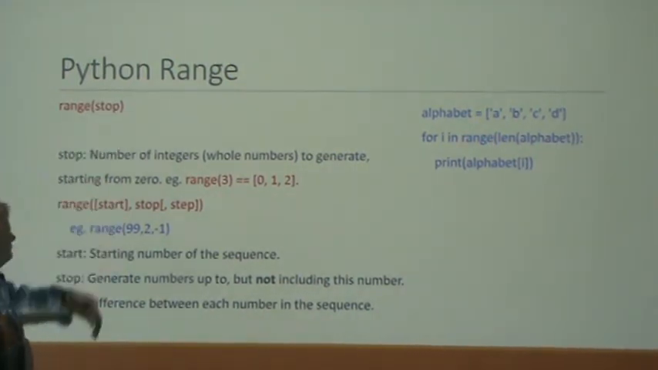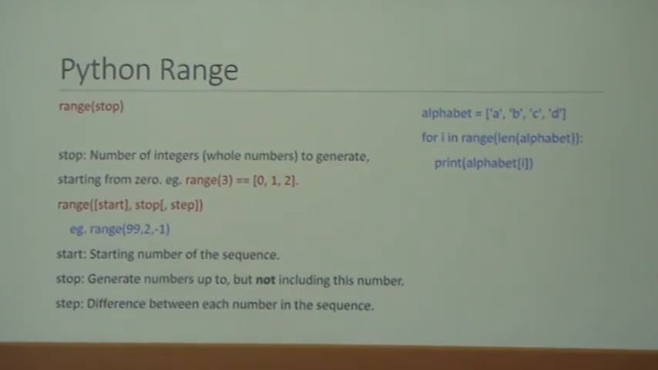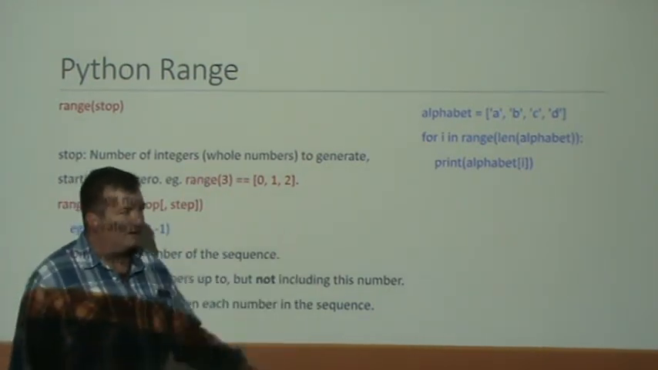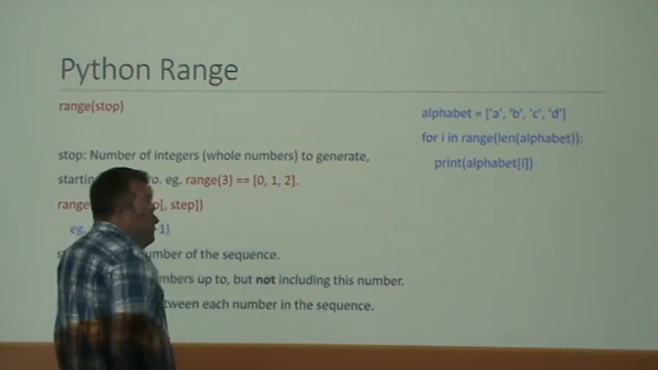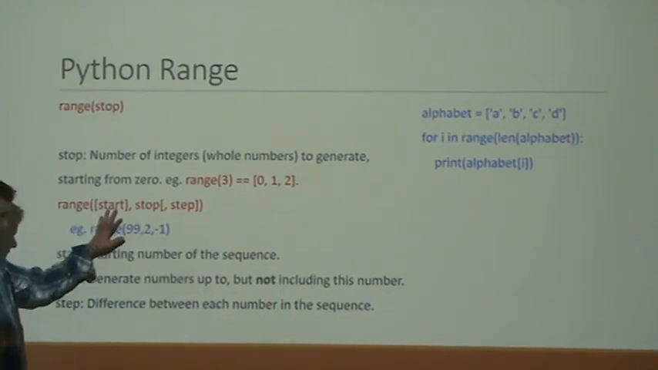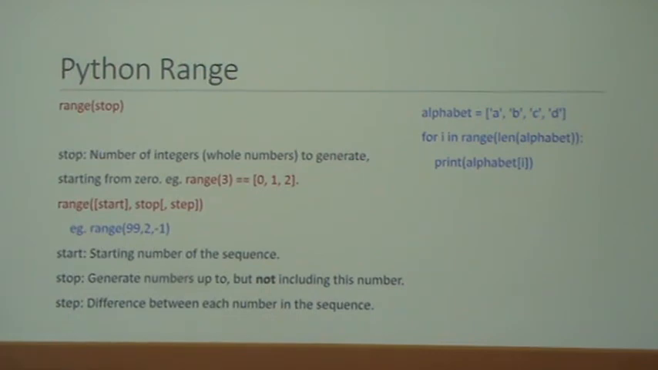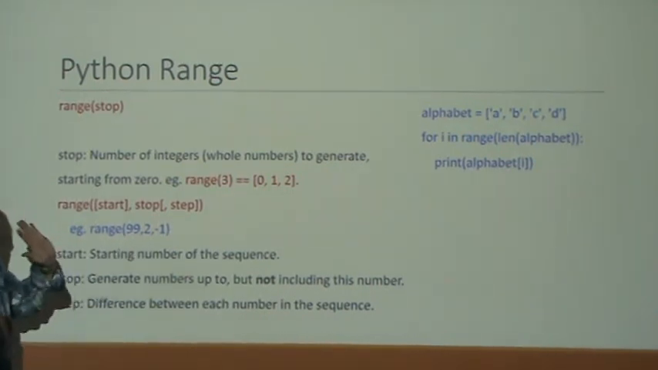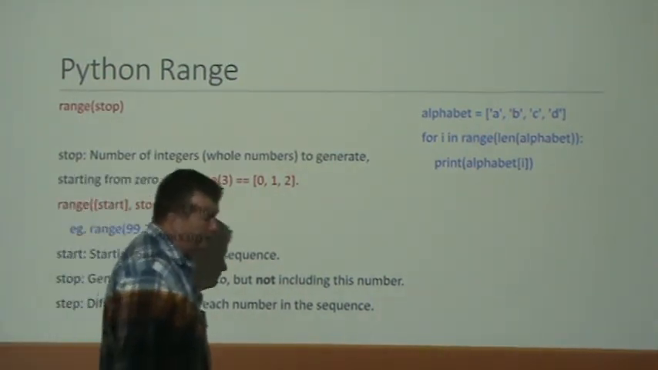We could use a range and stop, and the stop is the number of whole integers that it will generate. Starting from 0, for example, if you said range 3, you would actually be declaring an array that goes 0, 1, and 2. So rather than declaring an array, you could say range. You could put a start value, a stop value, and a step value. So you could also say range 99, 2, minus 1. What this would do is create an array starting at 99, counting down to 2, and so on.